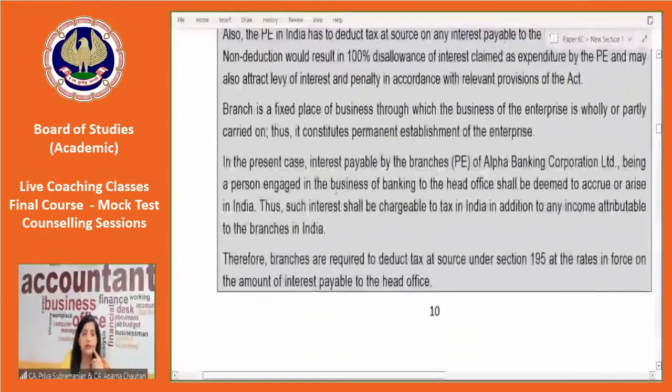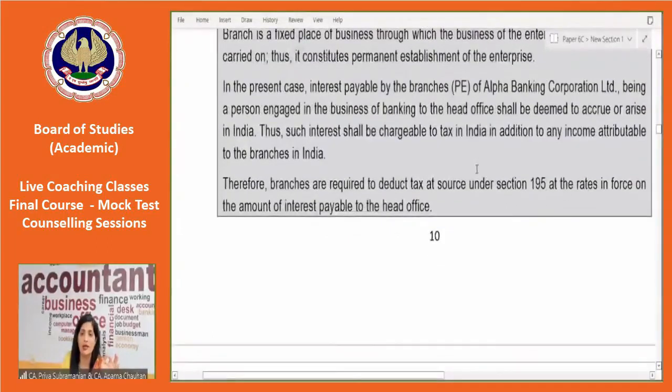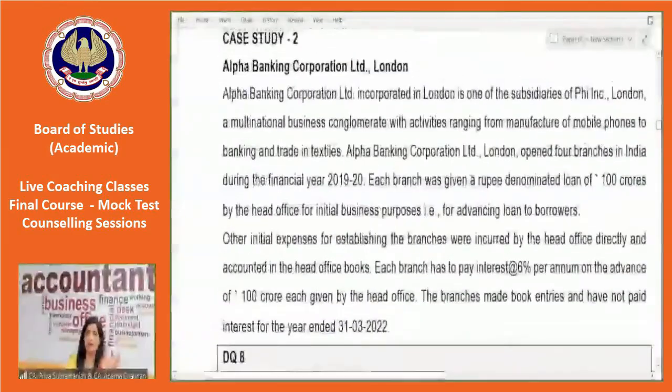Right. So in this present case, the same thing, interest payable by the Alpha Banking Corporation being person resident in India shall be deemed to accrue or arise in India, thus chargeable to tax in India. Accordingly, the tax has to be deducted under section 195 at the rates in force on the amount of interest payable to the head office. So this first paragraph of this case study relates to this Alpha Banking Corporation, which deals with section 9 provision along with the 195.